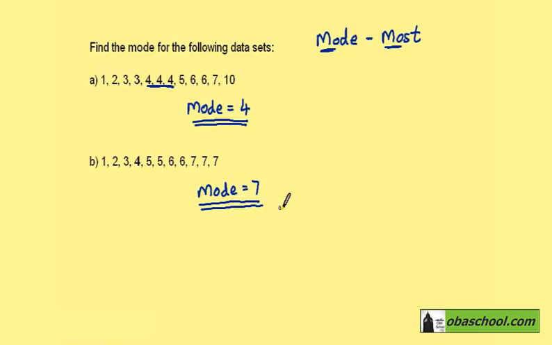This clearly indicates a problem with the mode. It's supposed to measure the center of a data set, but in this case there were more 7s and the 7s were at the end. So in this case the mode wouldn't be a very good measure.